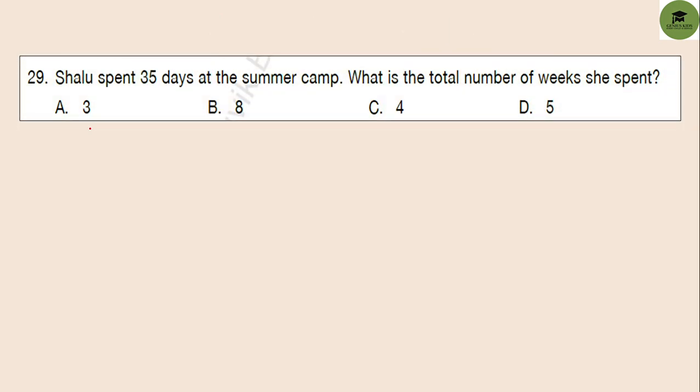Next one. Shalu spent 35 days at the summer camp. What is the total number of weeks she spent? So 1 week means 7 days. So if she spent 35 days, then how many weeks did she spend? It is 35 divided by 7, that will give 5 weeks. So option D is your correct answer.